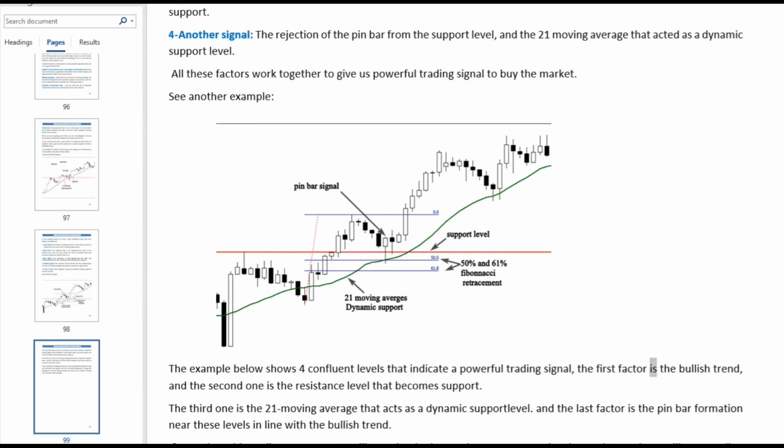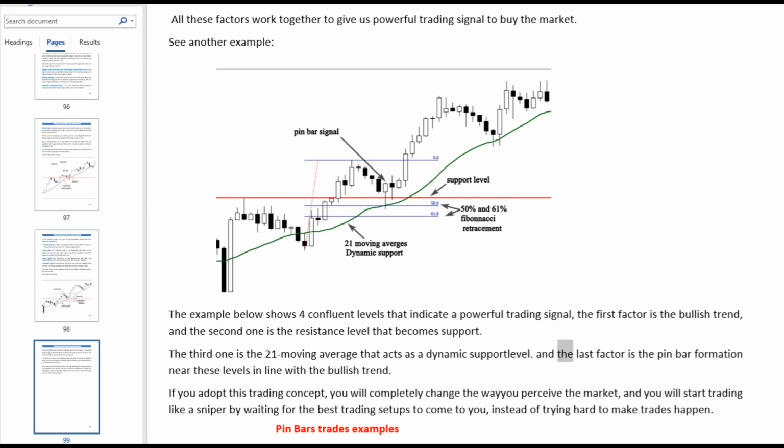The first factor is the bullish trend, and the second one is the resistance level that becomes support. The third one is the 21 moving average that acts as a dynamic support level. And the last factor is the pin bar formation near these levels in line with the bullish trend.